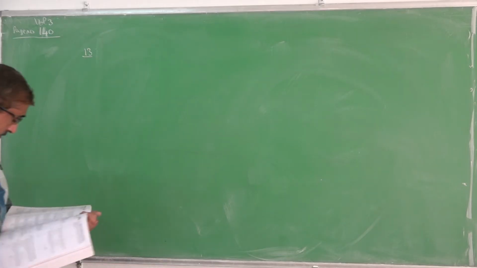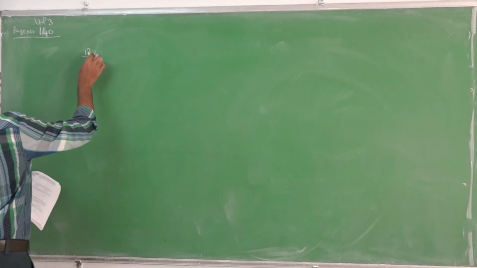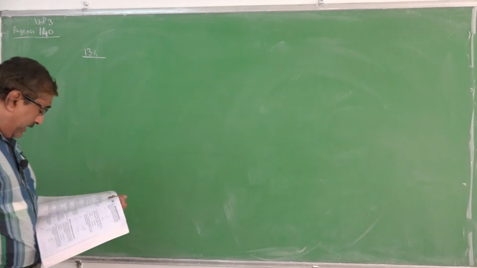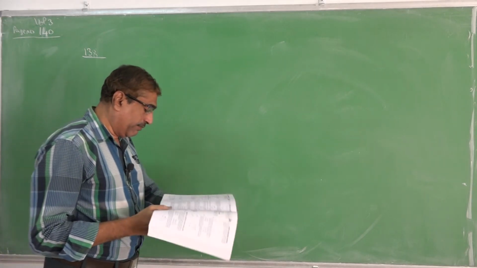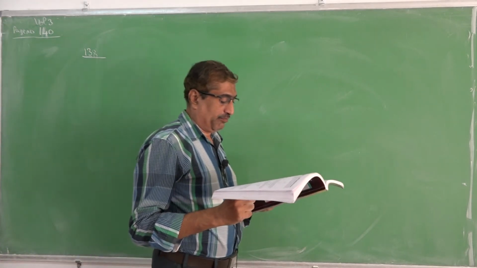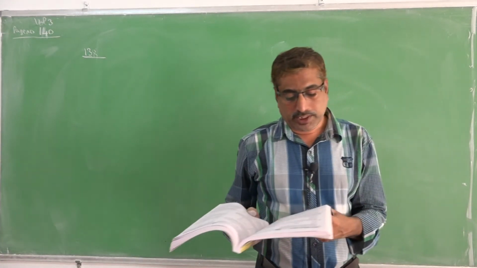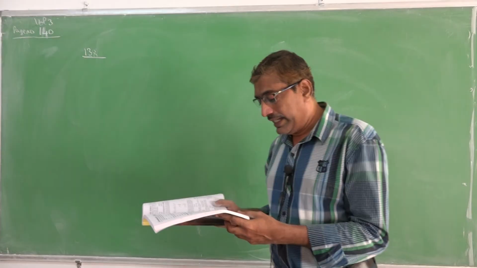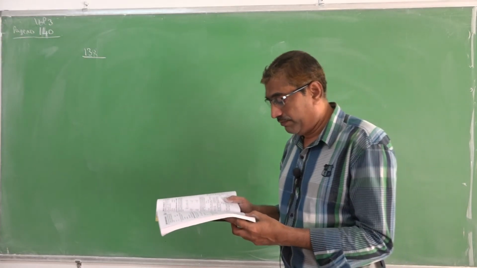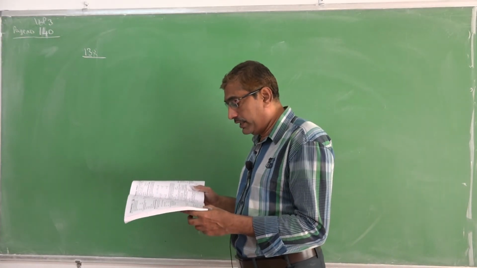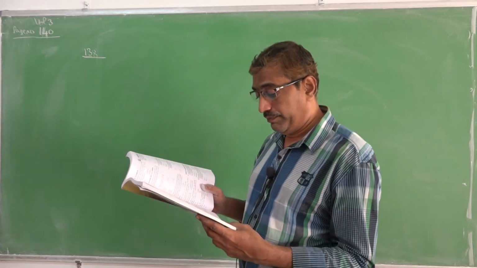Now 138. A simple spring has length L and force constant K. It is cut into two springs of length L1, L2 such that L1 is equal to N L2, where N is an integer. The force constant of the spring of length L1 is?